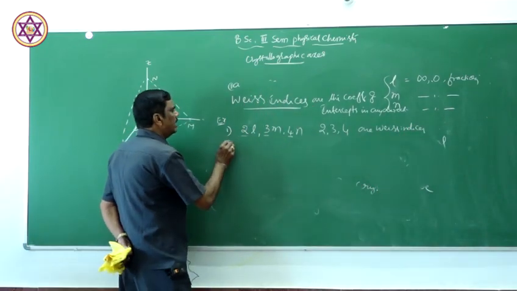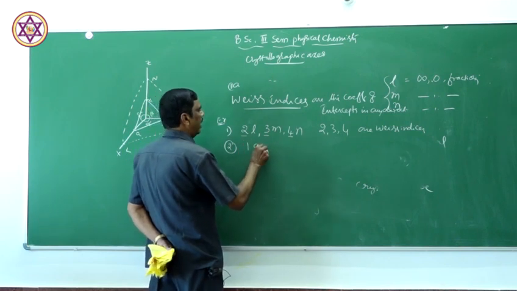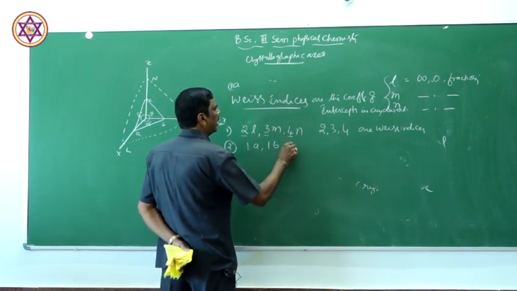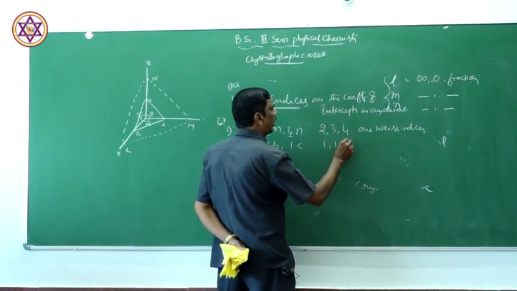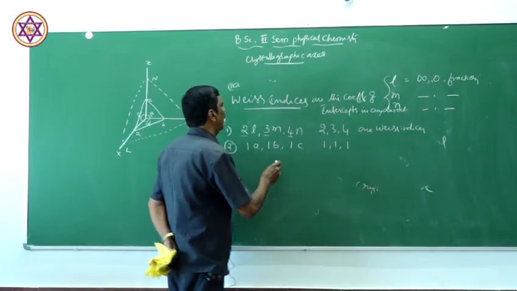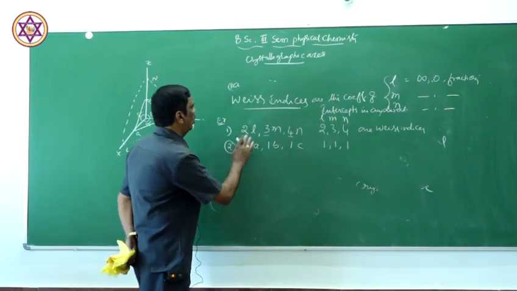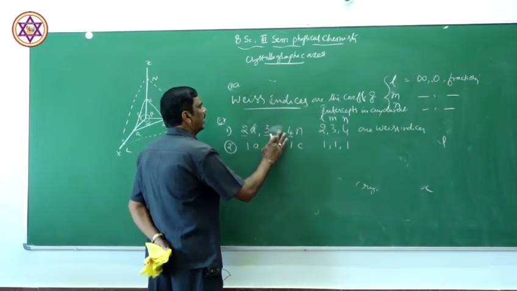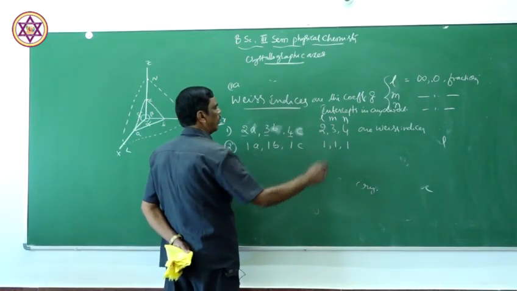Another example is 1a, 1b, 1c. So, the Weiss indices are 1, 1 and 1. These are the L, M, N values. Let us call this 2a, 3b and 4c. So, these are the L, M, N values 2, 3, 4.